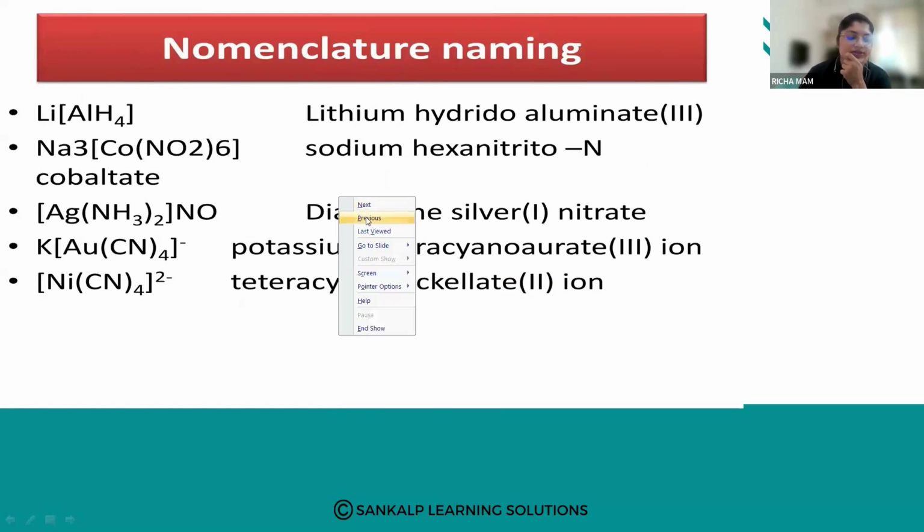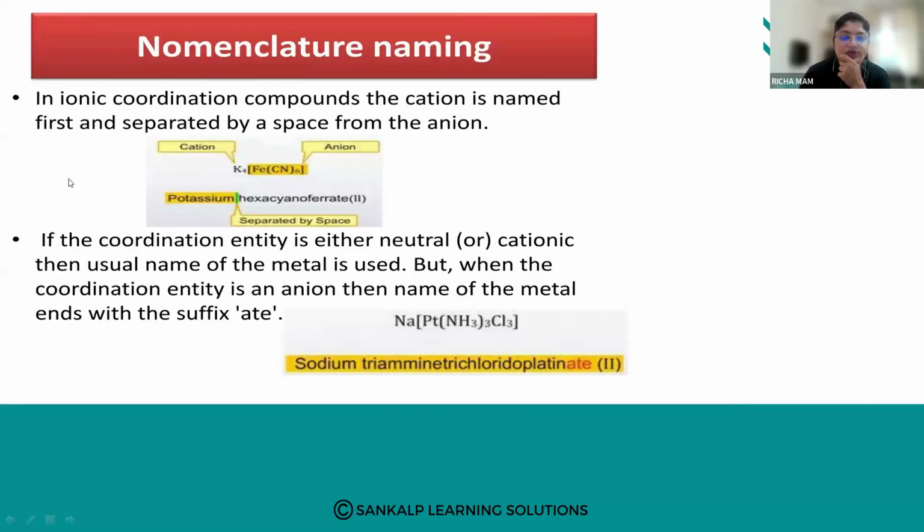Now, you have to use numerical prefixes to indicate the number of individual ligands. Suppose you have one ligand, then you write it as mono. If you have two, di. If you have three, tri. If you have four, tetra, and so on. This is the way you use it when you have a larger number of ligands.